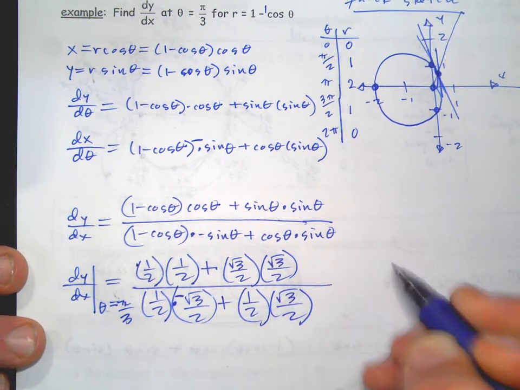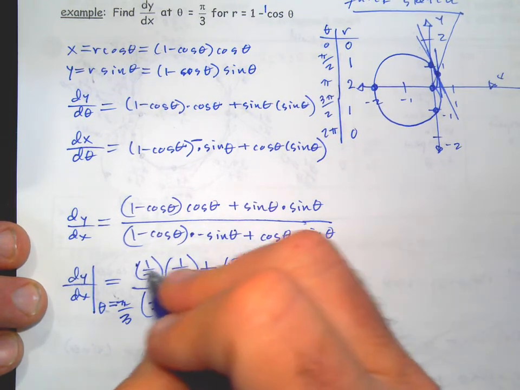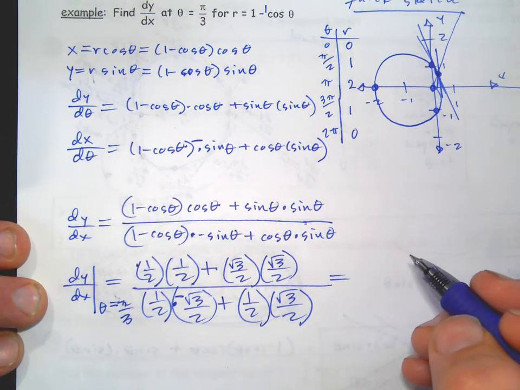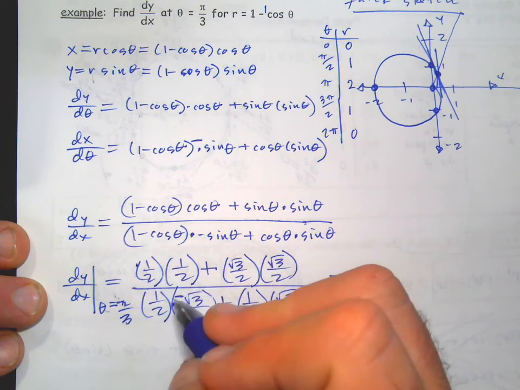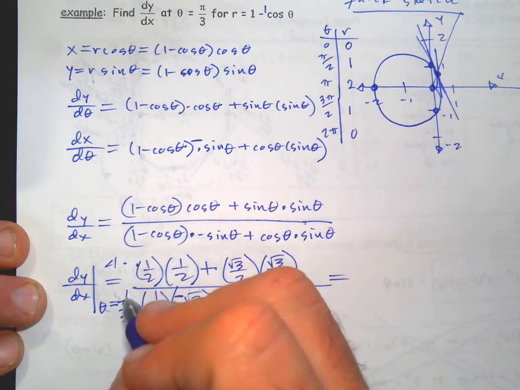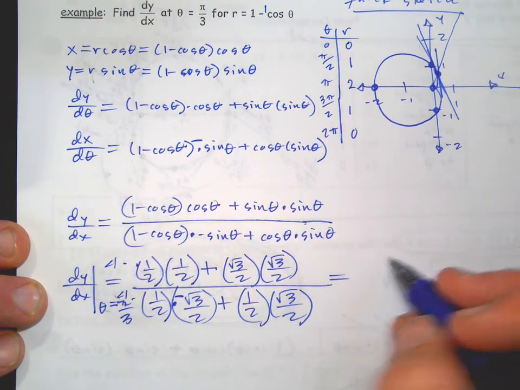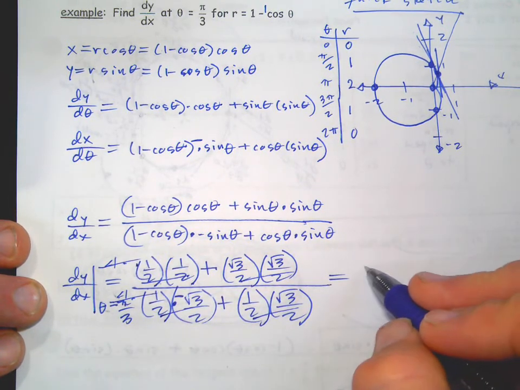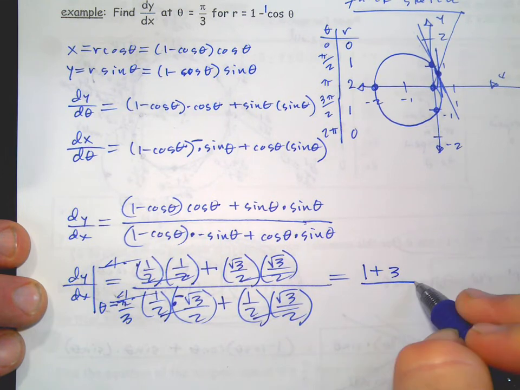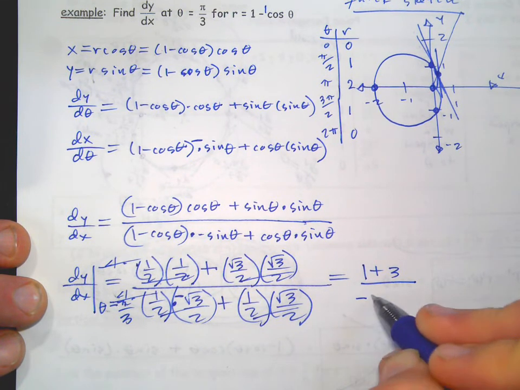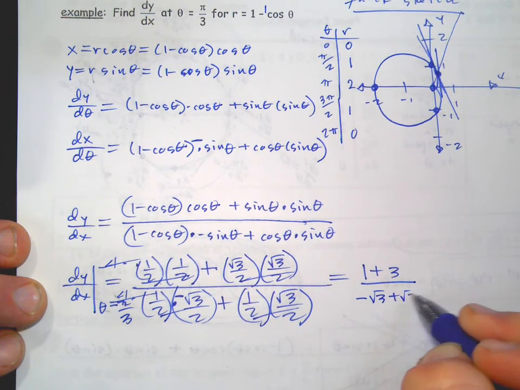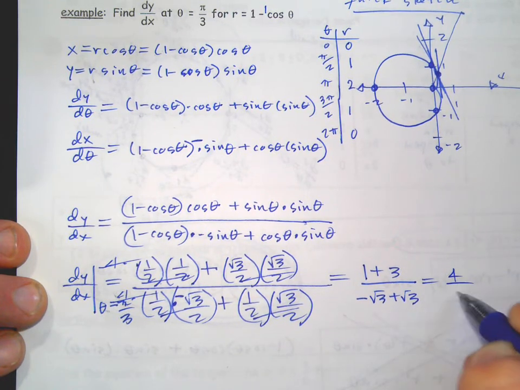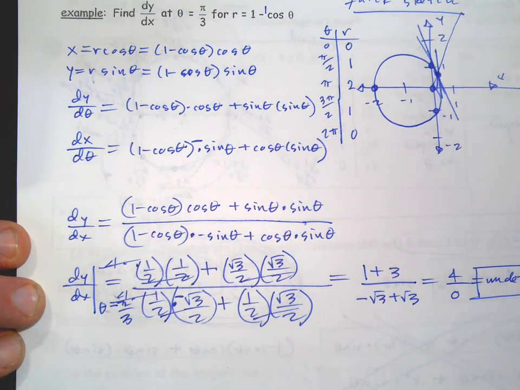Now we're just going to clean it up. A nice trick would be to multiply the top and bottom by 4 to get rid of all the fractions. Then you would just have 1 plus 3 on the top over negative root 3 plus root 3 on the bottom, and that would give you 4 over 0, which is undefined, which totally makes sense with my picture.